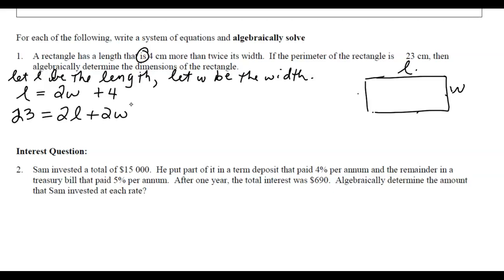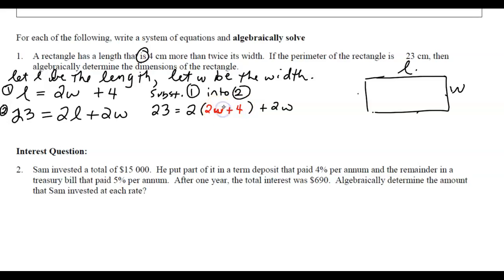So I'm going to use substitution. Okay, but that's totally up to you. So this I'm going to call equation 1, this equation 2. So I'm going to substitute 1 into 2. So I'm going to have 23 equals 2, bracket for L, and I'm going to substitute 2W plus 4 in for L, right? So now that's the equation you're going to solve.